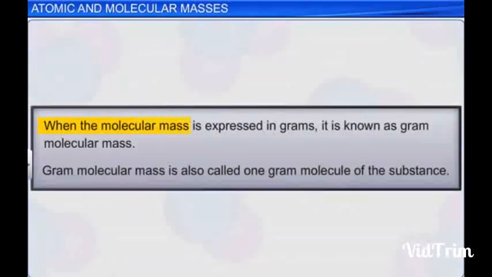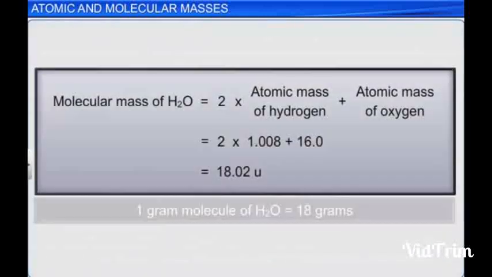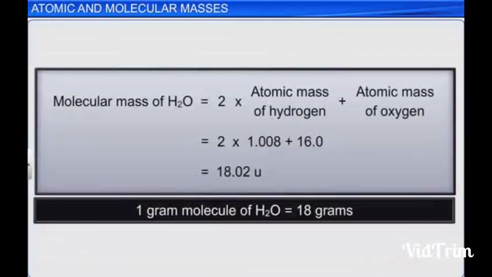When the molecular mass is expressed in grams, it is known as gram molecular mass. Gram molecular mass is also called 1 gram molecule of the substance. For example, 1 gram molecule of water is 18 grams.